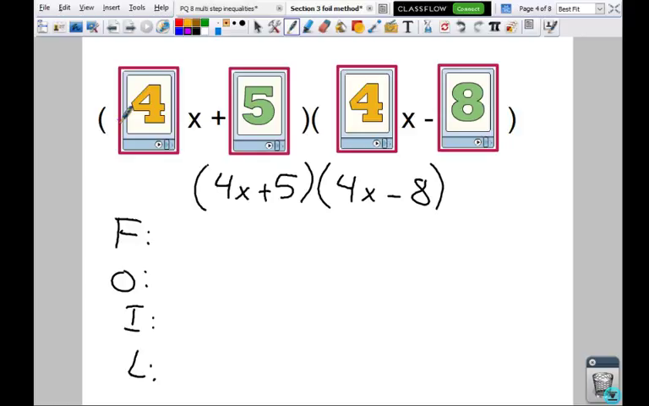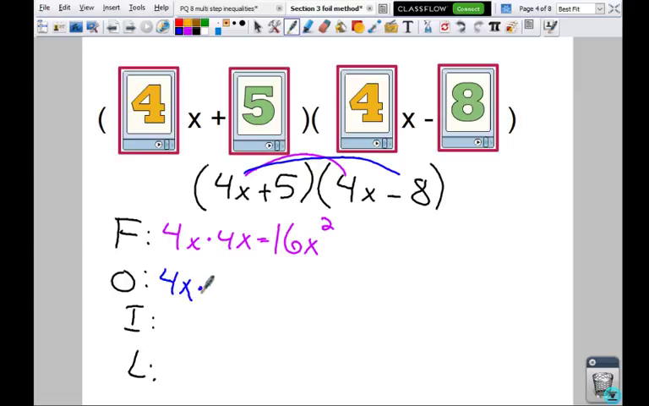All right, start us off. What are we going to multiply together first? 4x times 4x. And what do we get when we multiply them together? 16x squared. Ira, what do we get for outside? What are we multiplying? 4x times negative 8. Don't forget the x and the negative there. Negative.